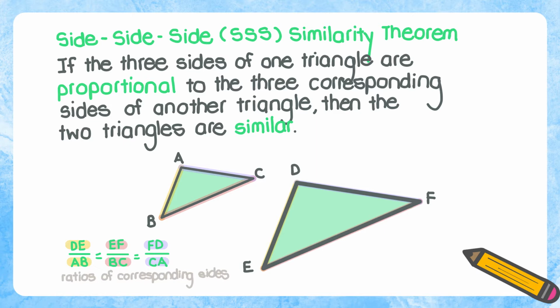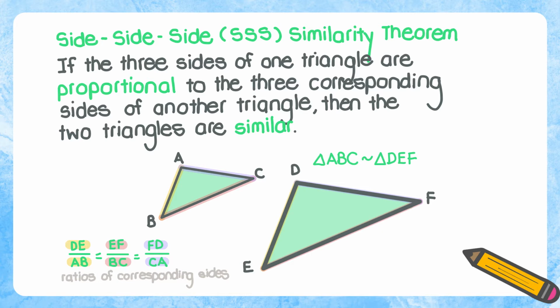Notice how I've written out the ratios of the corresponding sides. Basically, think of these as the scale factors. So the first ratio is DE over AB. I usually like to just do the second triangle over the first triangle, but it's okay if you do the other way. Another ratio of corresponding sides is EF over BC, and the last one is FD over CA. So if all of these ratios, or the scale factors, are equal to each other, then we have enough information to say that triangle ABC is similar to triangle DEF.